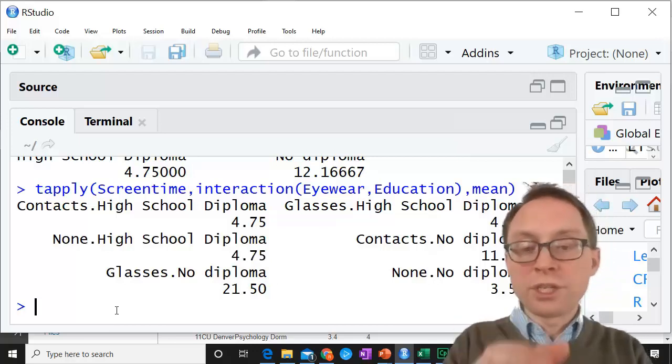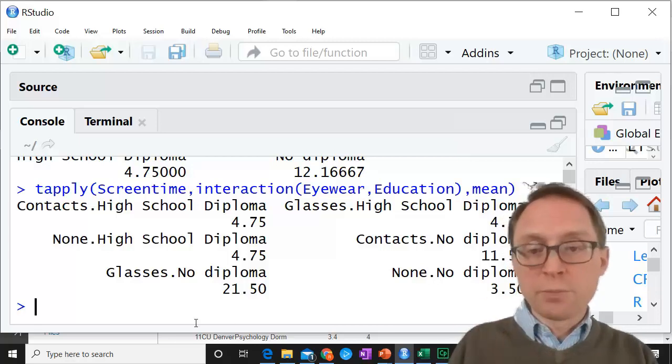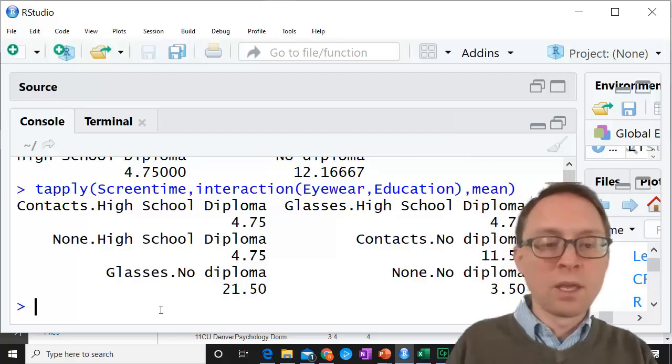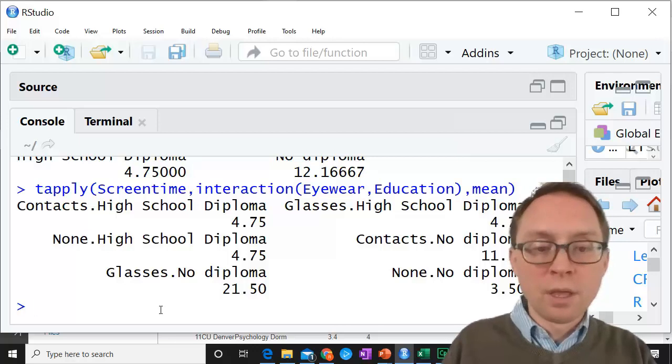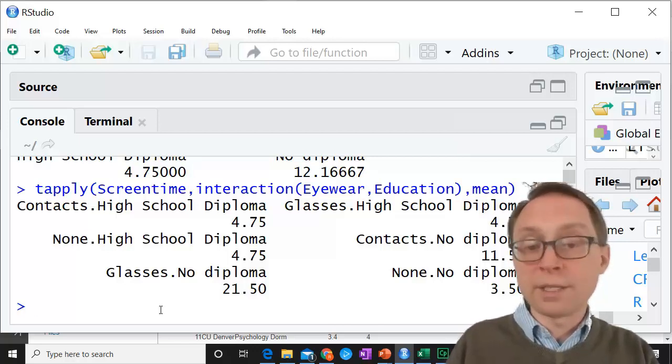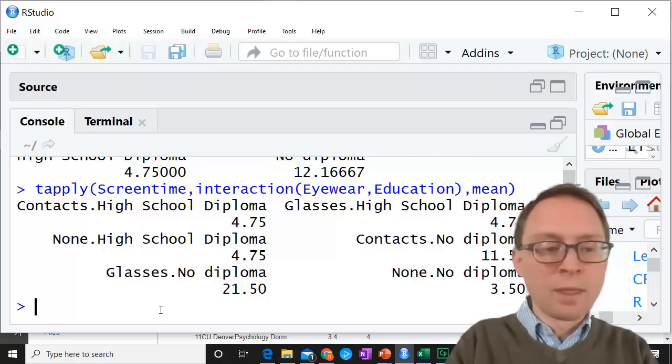So I know there's a difference somewhere in there. The analysis of variance says there's a difference somewhere. It's a pretty good guess that the lowest and the highest are significantly different. But let's find out if glasses with no diploma really is the highest screen time. The lowest screen time is what I thought it was going to be. That wasn't it. So obviously that's not going to be the case. Maybe it's the highest instead.